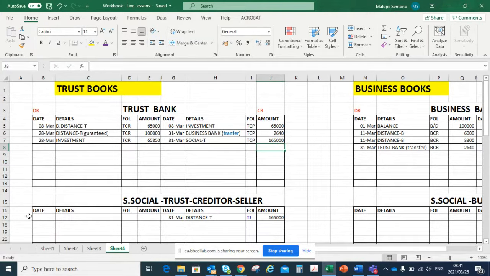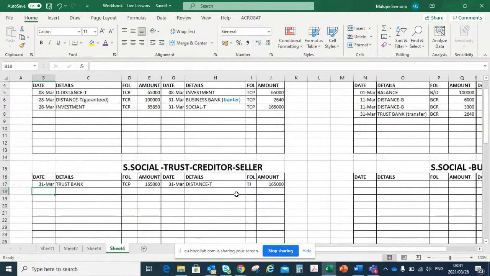So I must also go to social and show that I paid social. Can you see? Say trust, cash payments and then 165. Can you see that I don't owe social anymore? I paid social. Can you see now? So we need to understand what is going on here.